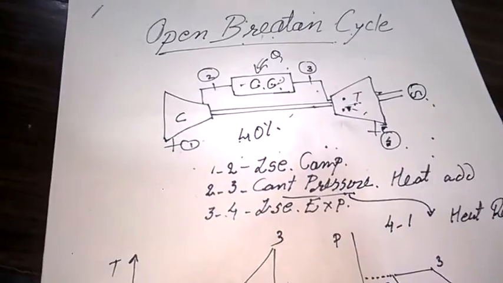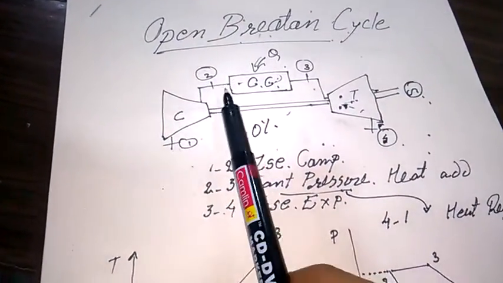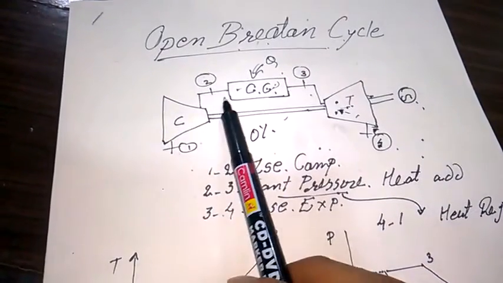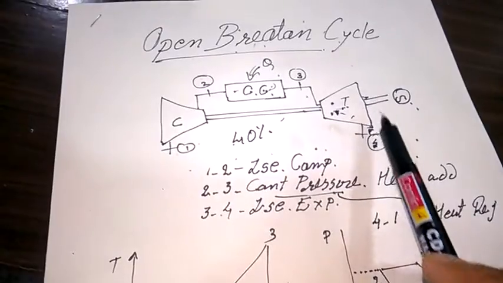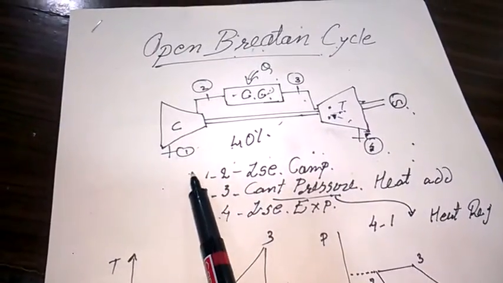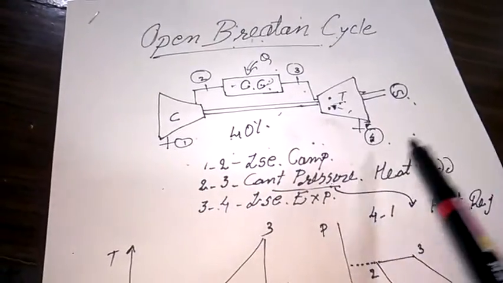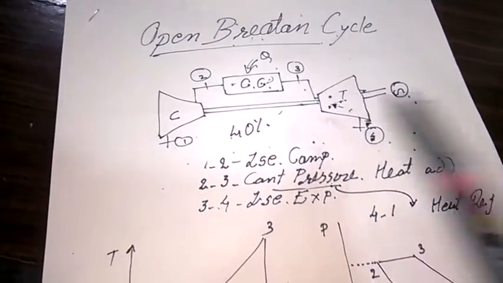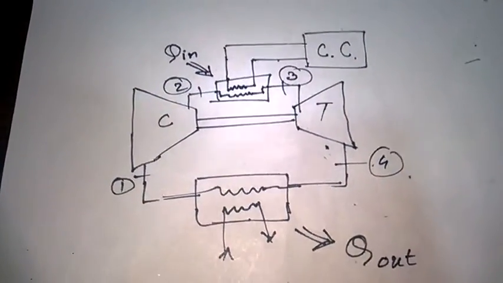So let's come to the thermal point of view. It can mainly be divided into four processes: 1 to 2, 2 to 3, 3 to 4, and 4 to 1. Now open means the exhaust will go out directly. Now, what happens in a closed cycle? Here is a closed cycle.